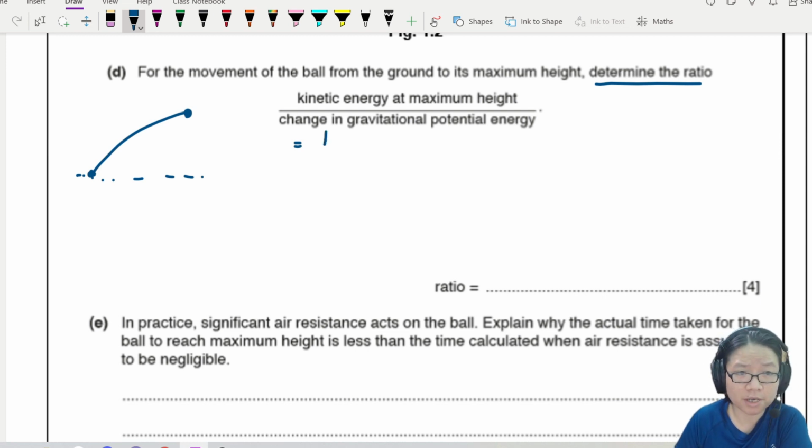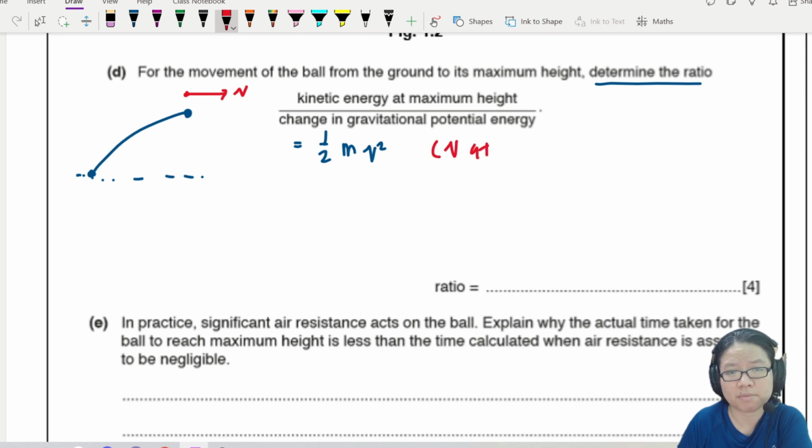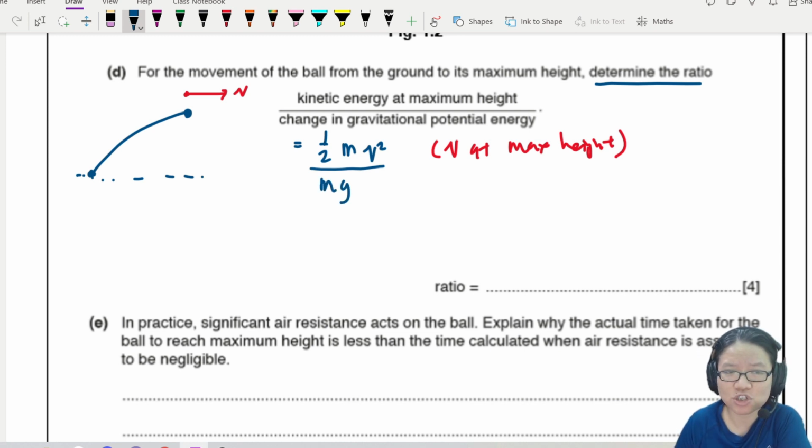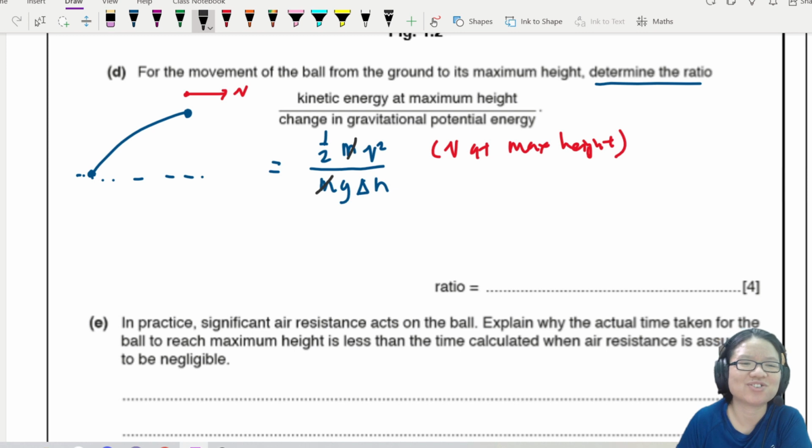Kinetic energy at maximum height, you will take half mv squared, where v is the velocity at maximum height. Okay, so this v would be the velocity here. So v at max height. All right, and then you might be thinking, teacher, I don't have mass of the golf ball. Trust yourself. What you don't have, you don't need. Not now. So to find change in GPE, you will take mg, change in height. Okay. So I guess the m and m can cancel, teacher. Yeah. So you don't need.